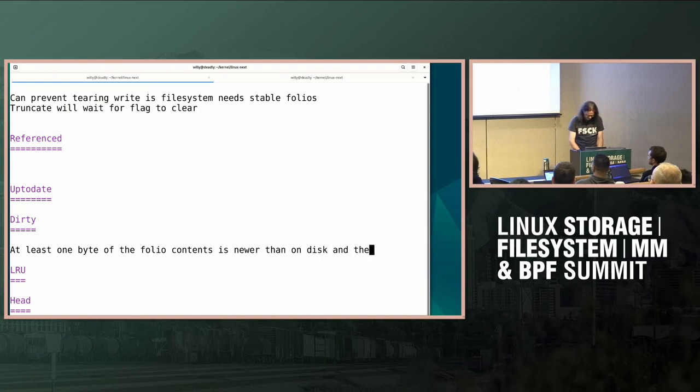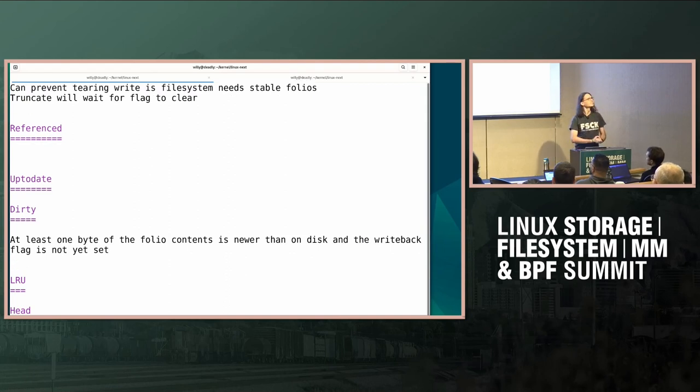Disk. And the write back flag is not yet set. That's contorted, but that's hard to describe. Turns out I'm a language hacker as well as a kernel hacker. All right. Anything else you want to tell me about?